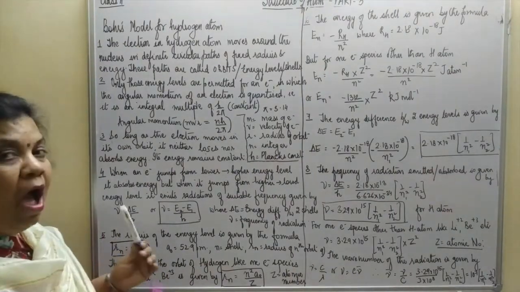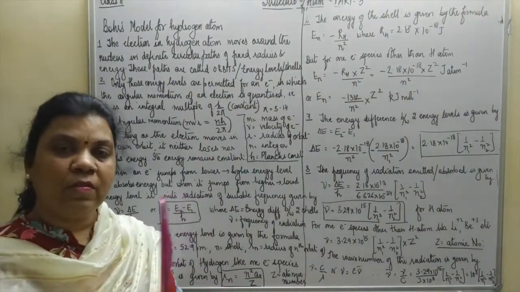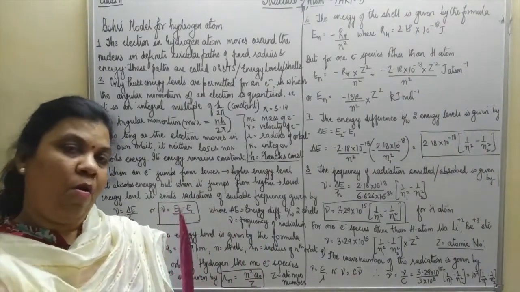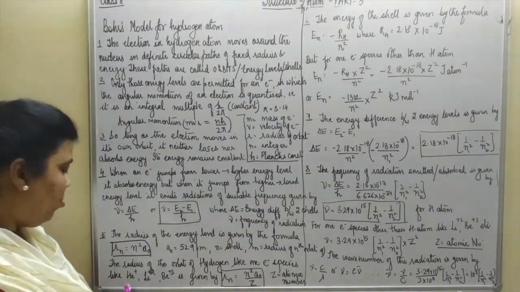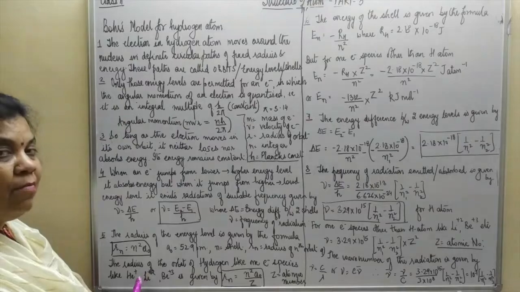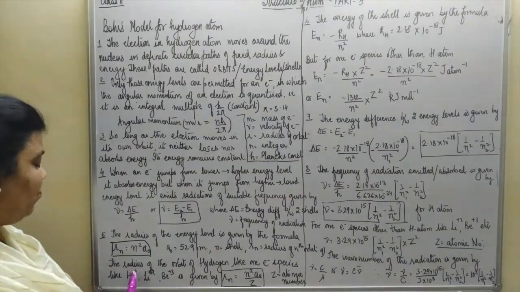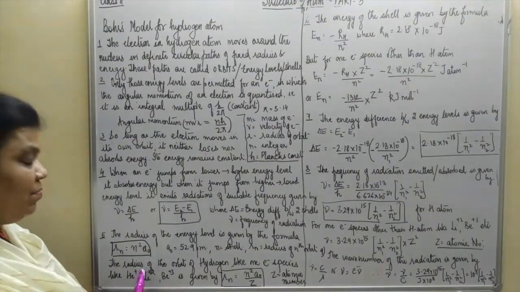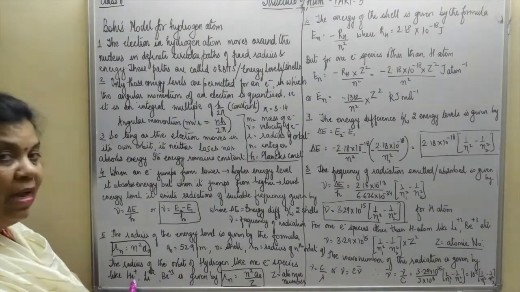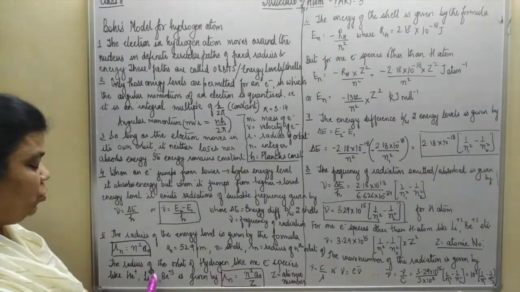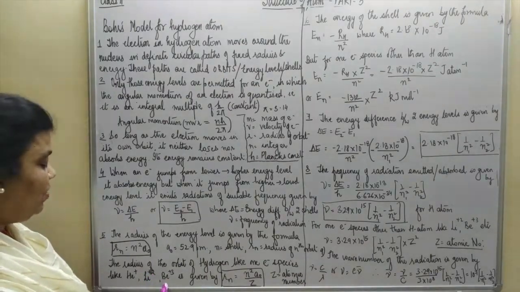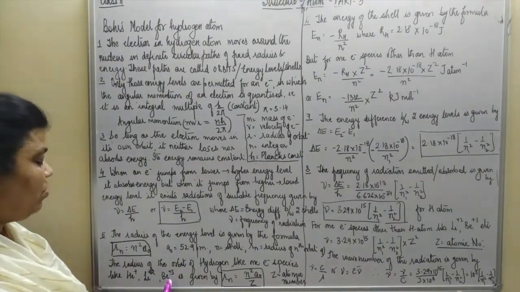But there are certain other species which also contain one electron. For example, He+: helium has atomic number 2, but plus 1 means one electron has been lost, so it is again a one-electron species similar to hydrogen. Likewise, Li+2 is also a one-electron species, and Be+3 is also a one-electron species.